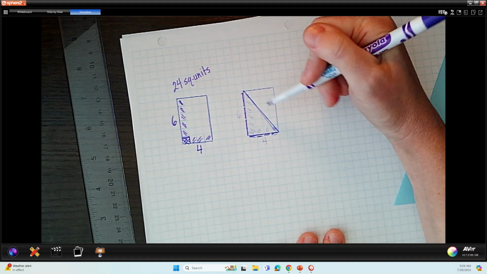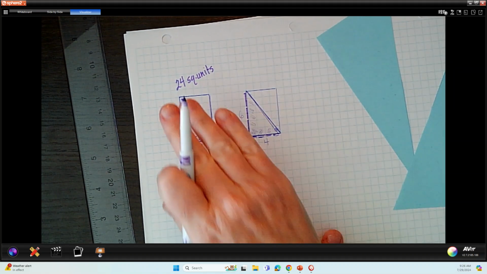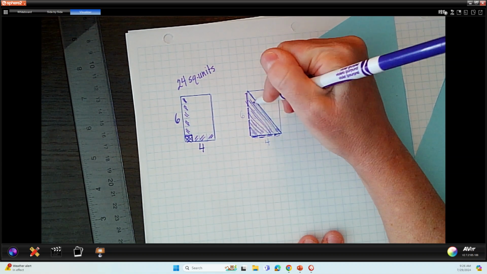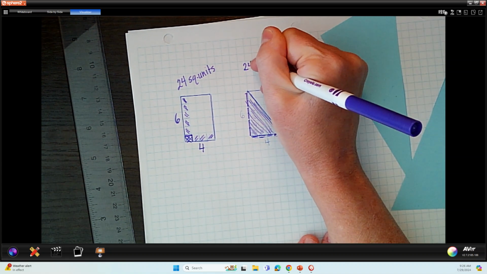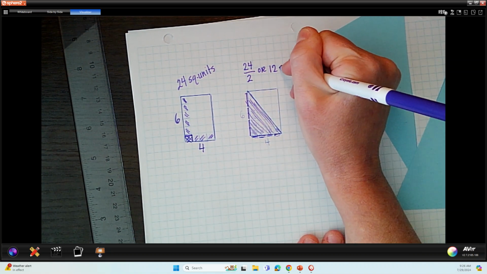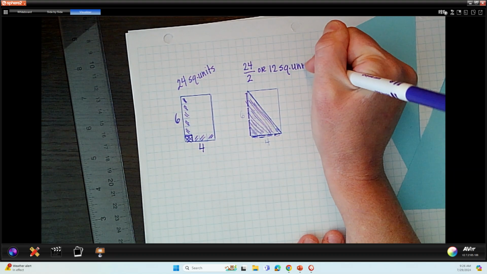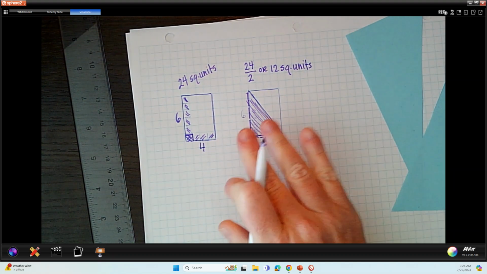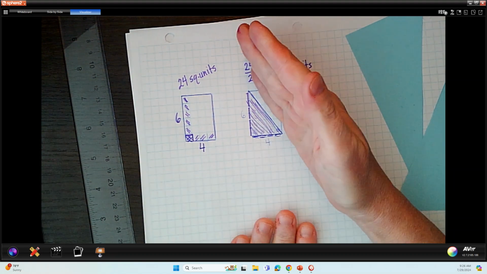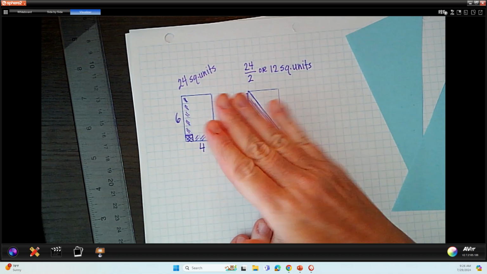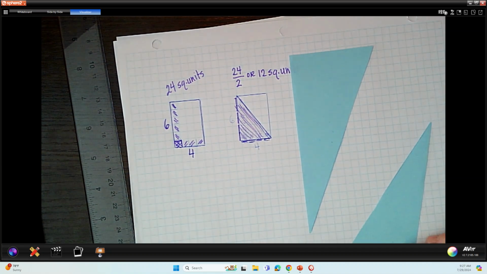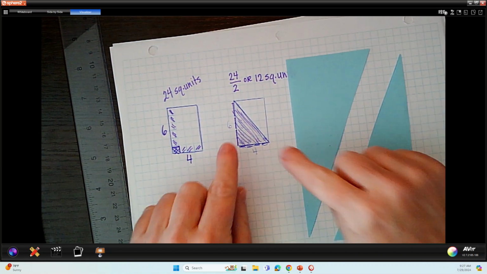However, because we did cut it in half, we have half of the area. So the area of the triangle would be 24 divided by 2, or 12 square units. We don't even need to count the boxes, because we know that if we cut a rectangle in half diagonally and I flip this over, it's the exact same. Okay, so if I flip it over, I have the exact same shape.